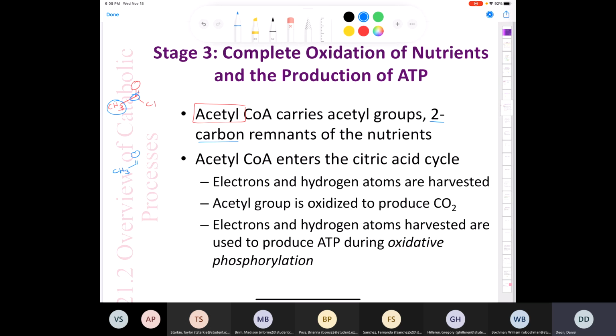We draw an acetyl like that, and then we put coenzyme A. Sometimes we make it a little bit more complicated, but what's the point here? Is that we're going to do something with those carbons and with those hydrogens.